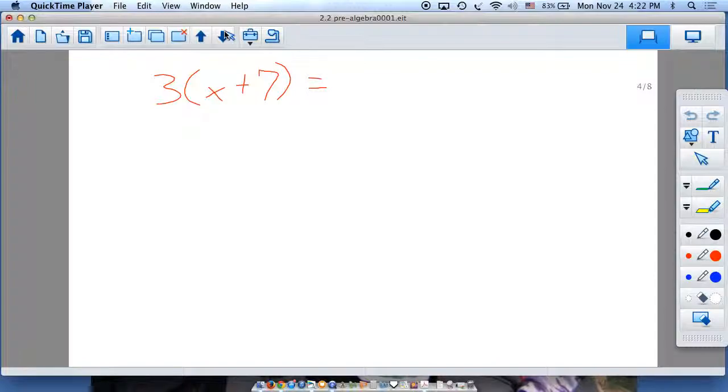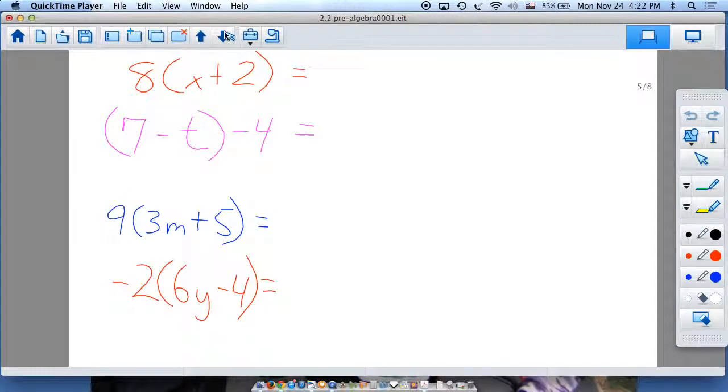Now, let's apply the distributive property to a problem that has numbers and letters in it. So we need to distribute this 3 to both the x and the 7. So we have to multiply them. 3 times x is going to give you 3x. 3 times 7 is a positive 21. So we get 3x plus 21, and that is our simplified answer. We can't put the 3x and the 21 together because they are not like terms.